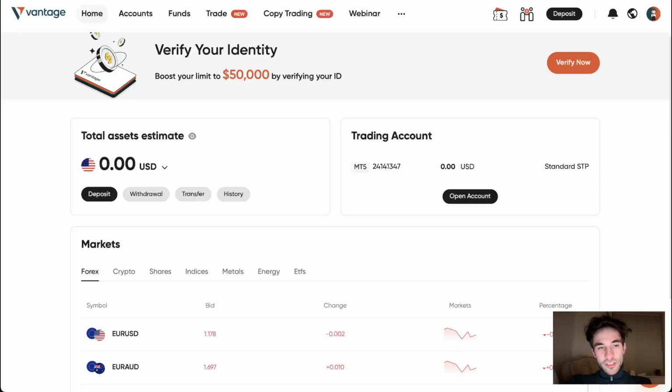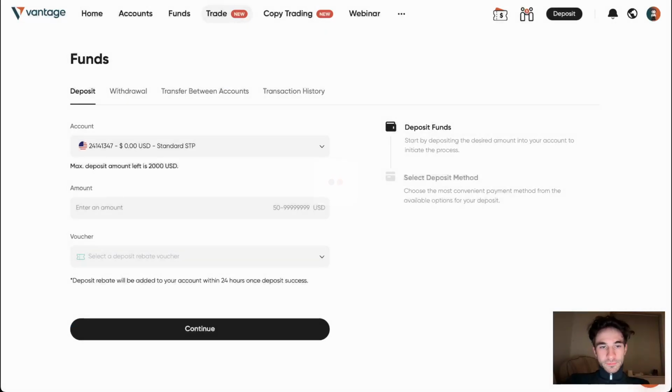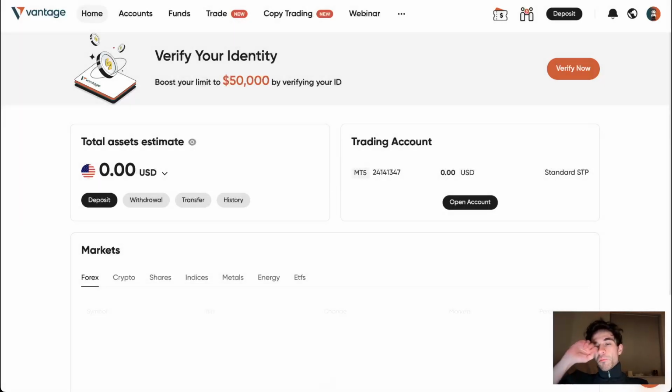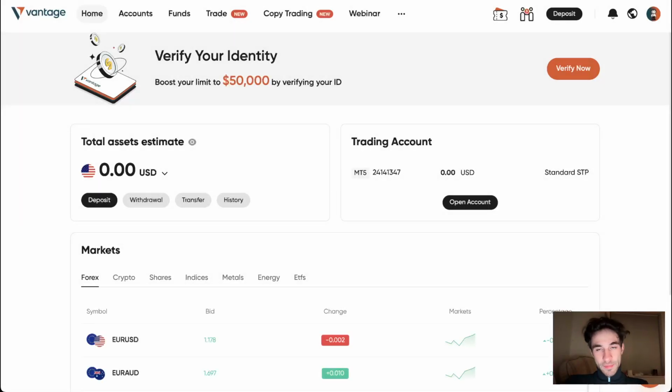Now, with Vantage, on the other hand, it's not a crazy amount different. Honestly, if you're trading with 100, 200 bucks or higher, it makes no difference at all. But as I say, with lower volume, with Vantage, you have to start trading with a little bit more. If we go into deposit right here, you can see the minimum that we can deposit is going to be 50 bucks. So that is just a small difference. For most people, this probably won't make the biggest difference, but it is something to mention.